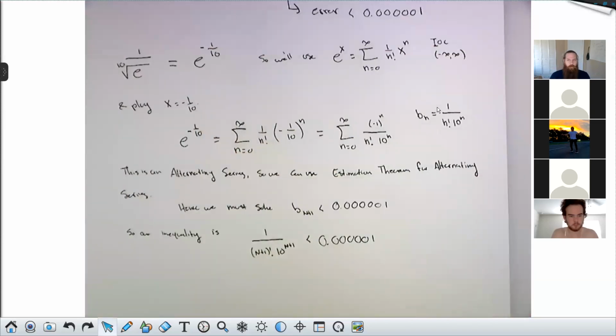And the easiest way to solve this inequality is just guessing and checking. There's no convenient way to undo the factorial here that you would need to solve. So I'll just plug in a few values for n and try to get a feel.